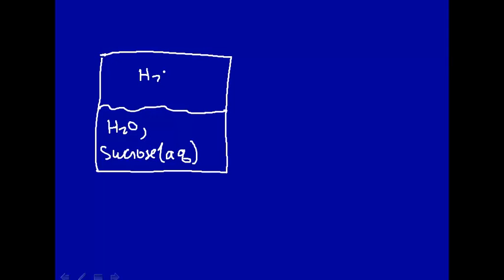All right, so let's just draw a picture of what's happening here. Down here we have water and sucrose that we dissolve, so it's aqueous sucrose. And up here we have just water vapor. Sucrose does not have an appreciable vapor pressure, so the only vapor above the solution is water, not from sucrose.